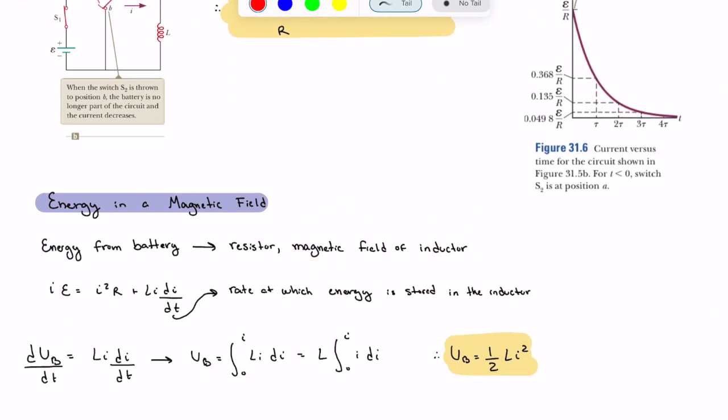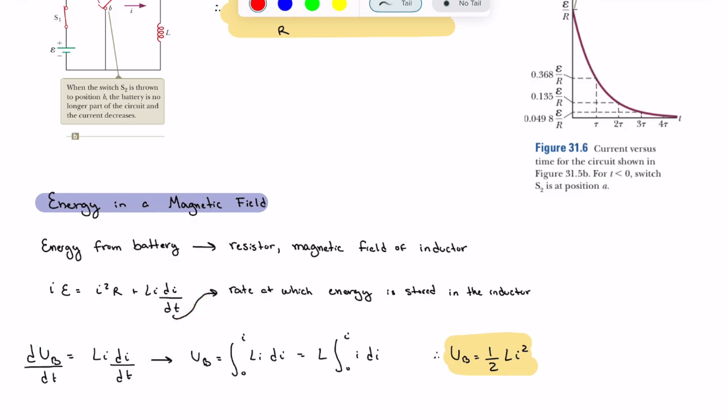If we were to take our Kirchhoff's loop rule, the one that includes the battery, and multiply it by I, we get this. So I times E, which is just the battery voltage, is equal to I squared R. This is for the resistor. And then plus L I dI over dt for the inductor. This here is the rate at which the energy is stored in the inductor, that can be represented as dU_B over dt, where this is the magnetic potential energy. So this is our equation just from here.